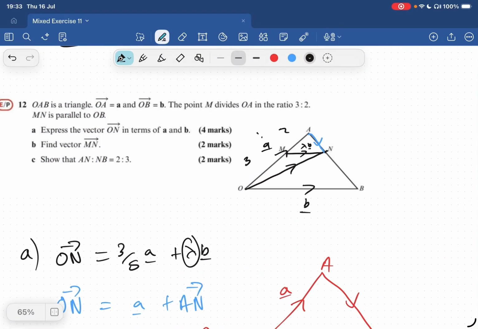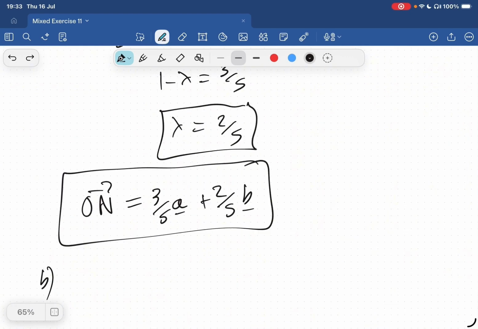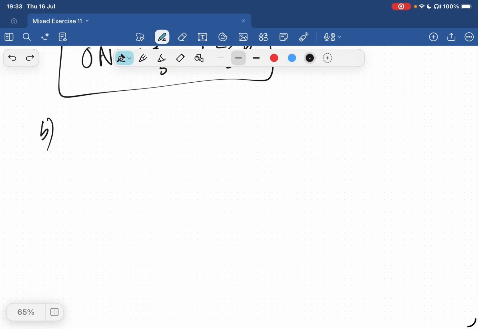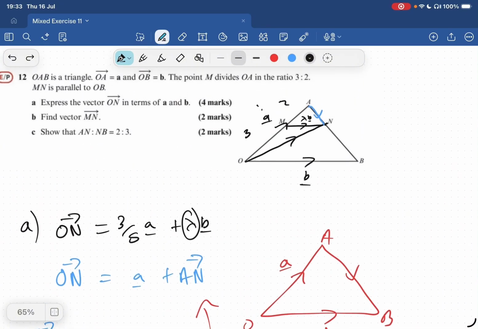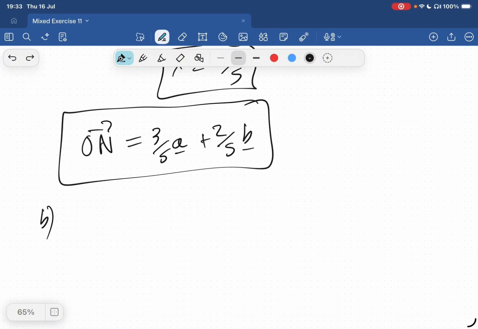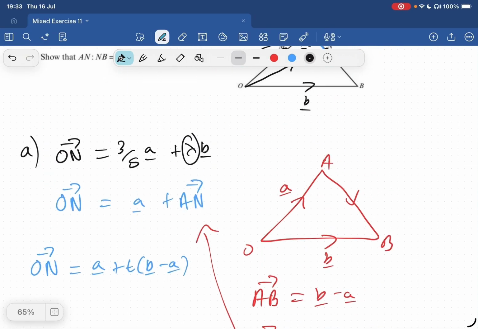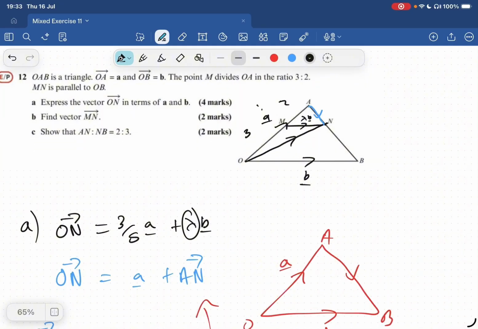Now let's look at part B. Find vector M to N. Well, we've kind of already done that in part A. We found lambda, so then we can say that, sorry, I forgot what that vector was called. M to N is 2/5 B. It may be part of why they've removed that question, because we've kind of already solved that above.